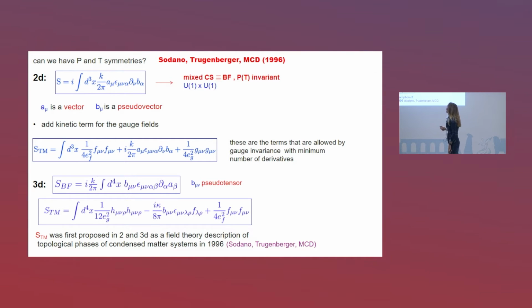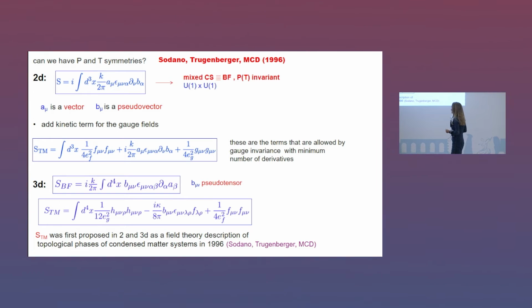Now, as I told you, we want not to be confined to 2 dimensions. So let's see if I have a way to generalize this term to higher dimension. And the way it exists in 4 Euclidean dimensions, epsilon has 4 indices. So if I want to have one derivative only, I need an object that can saturate 3 indices. So what I do is I take a vector field and I couple it with a pseudo-tensor field. And this is the BF theory. And this is the generalization with the kinetic term added.